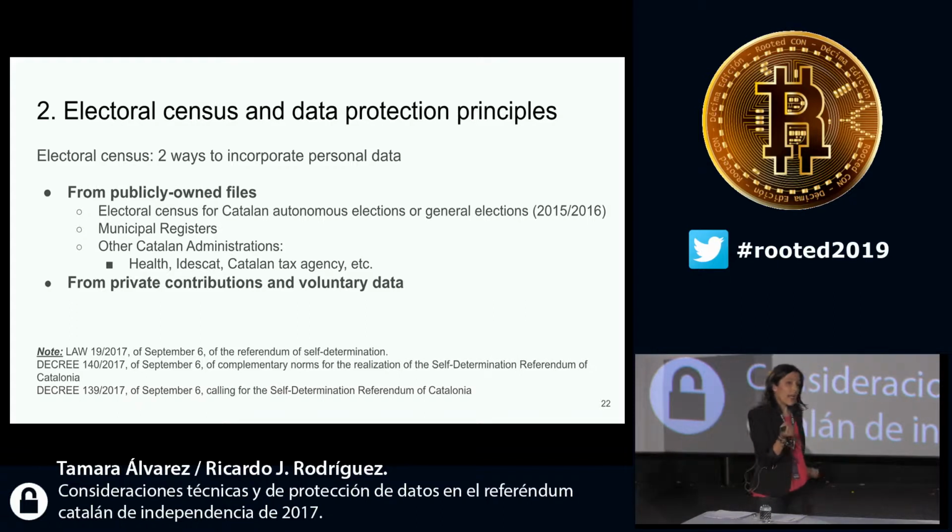In that law, together with the decree that developed this, 140/2017, it is stated that there's going to be a Catalan electoral administration, and that the state is not going to grant us this data. And the second question we have to ask is, then how are you going to obtain those data? And that's when we start to consider different possibilities.